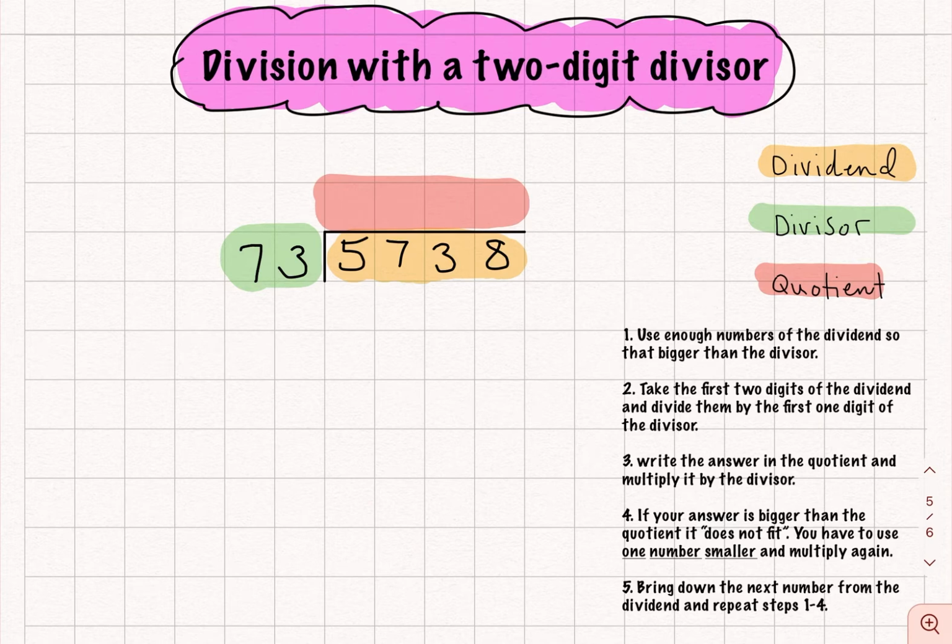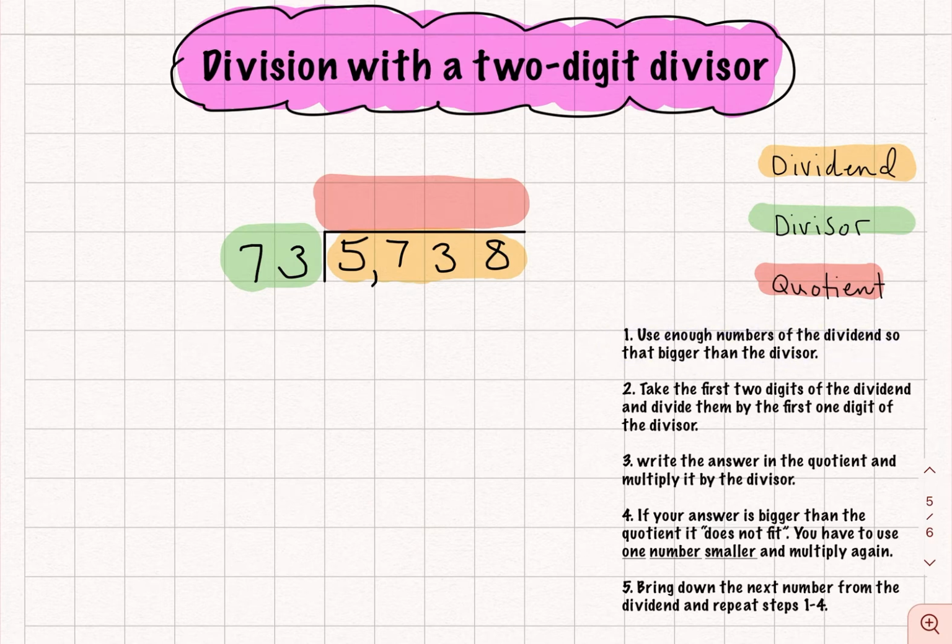So here we're starting with 5,738. That's the number we're going to divide up into groups. The second part of a division problem is here in green. That's the divisor. And our answer in our division problem is called the quotient. So to begin with, in a division problem like this, I would also write down these steps in your math notebook as we go.